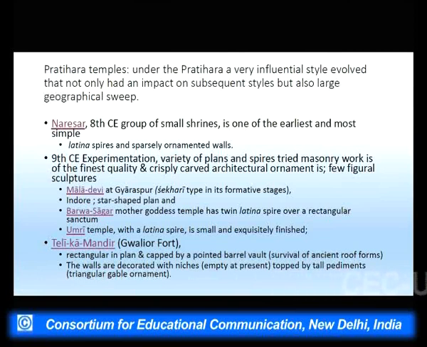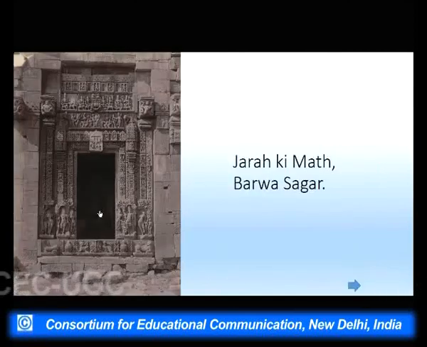Then you have in Indore a temple which is not necessarily square or apsidal in plan, but is star shaped. Then at Barwa, okay, sorry, this is Jarai ka Math, a temple at Barwa. Now here you can see that there is more ornamentation on the doorway.